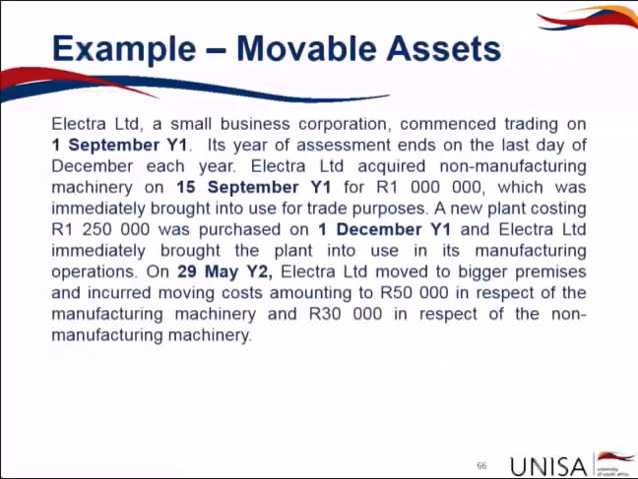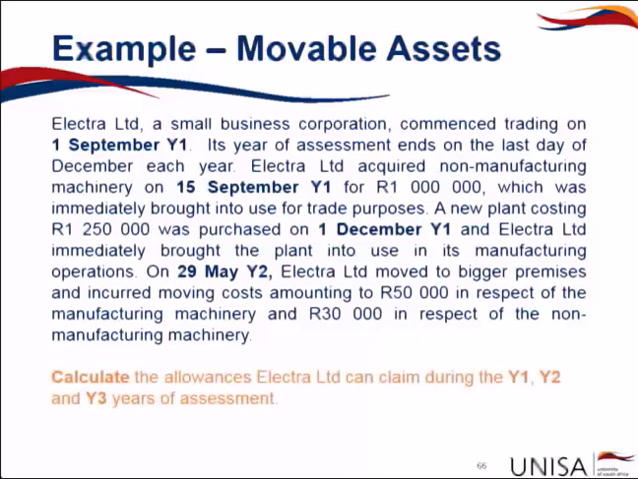Now if we go on to have a look at an example for movable assets again, but now we are looking at a small business corporation. Electra Limited, a small business corporation, so when you see that you should be considering section 12E. Commenced trading on the 1st of September, year 1. Its year of assessment ends on the last day of December each year.